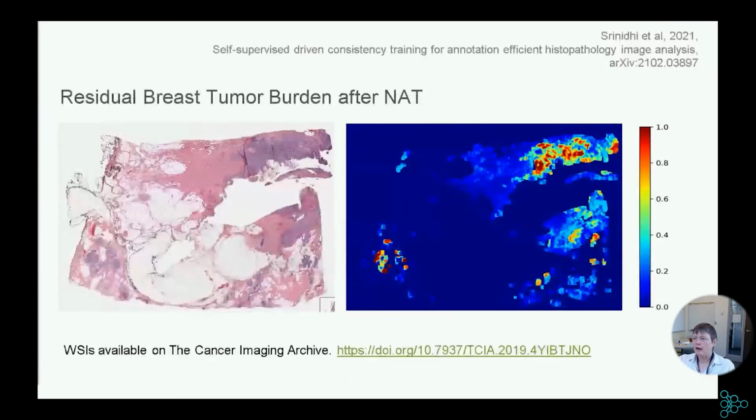Having said that, we can now take a whole slide image of breast tissue and very quickly generate these heat maps here. This was done by Chetan, another postdoc in my lab. He's been developing some self-supervised curriculum learning methods, so we have even more accurate results now to get these cellularity maps out. And if anyone's interested in doing some work on whole slide imaging, we made all this information available on the Cancer Imaging Archive. This is part of the post-NAT database, so it is publicly available.